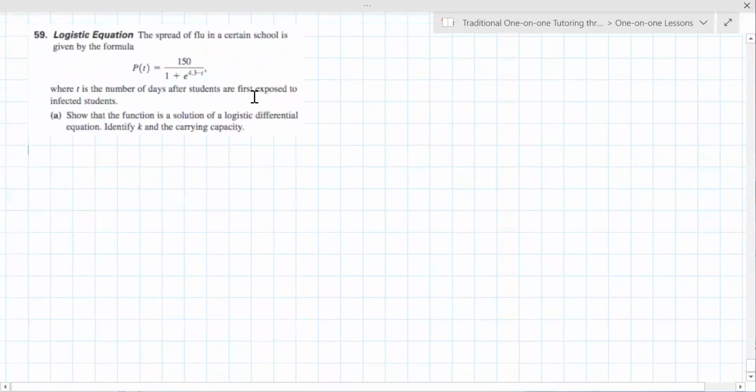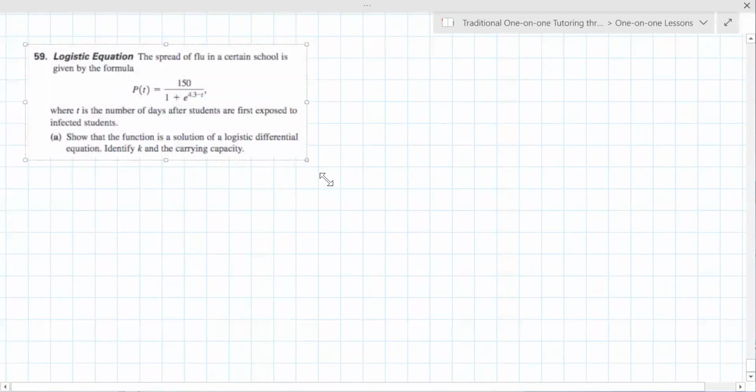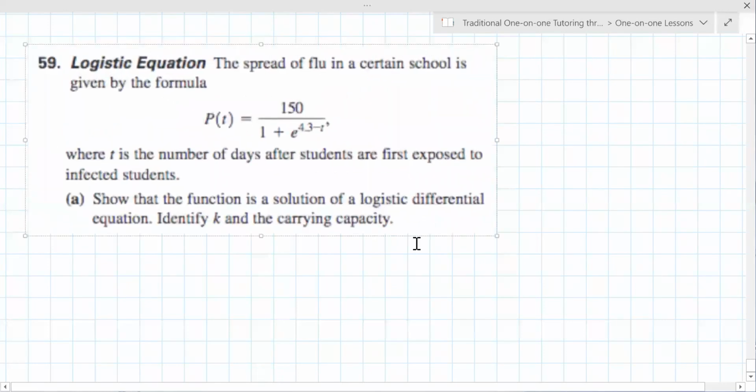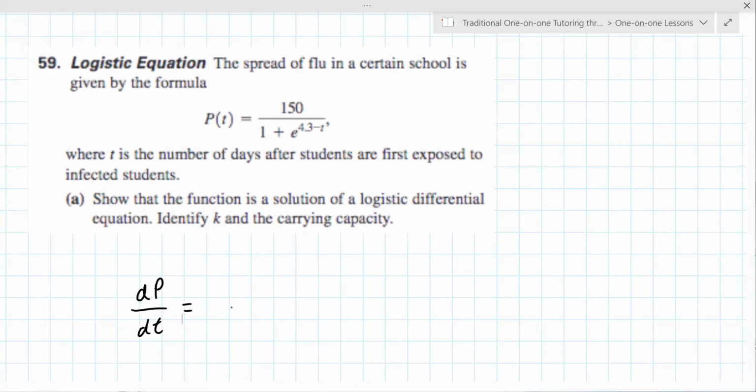Spread of the flu in a certain school is given by this formula, where t is the number of days after the first students are exposed. Show the function as a solution of a logistic differential equation, identify k and the carrying capacity. Okay. So this starts out dP/dt equals something, which I don't remember. I need to look.